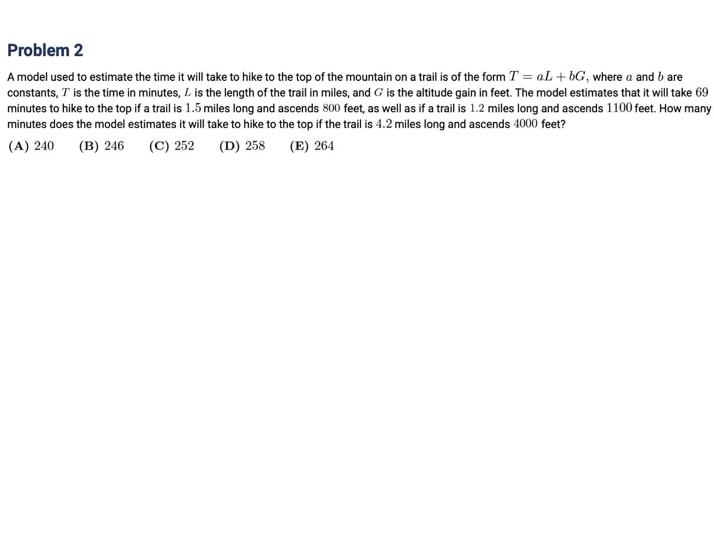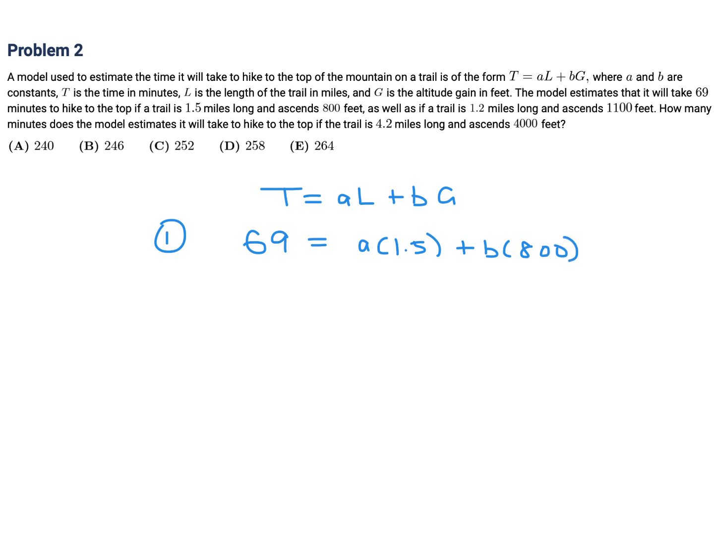All right, so we have to basically convert the words of the question, the sentences, into math. Okay, no problem. The first part of it, I believe, would be 69 is equal to A times 1.5 plus B times 800. Basically, I think it's this sentence right here. And then the next sentence would be 69 is equal to A times 1.2 plus B times 1100. And that is this sentence right here.